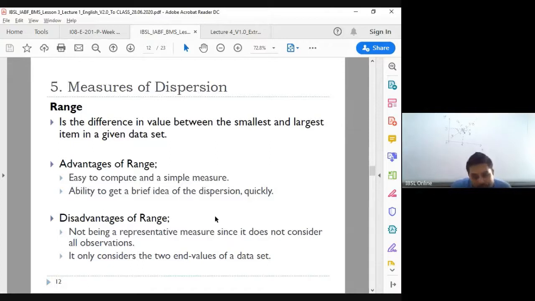Last point, it only considers the two end values of a data set. What about the middle values? It doesn't really care. It's a simple measure of dispersion. You know how to calculate it by taking the difference between the maximum and the minimum. So you don't have to worry much about the usage of range.